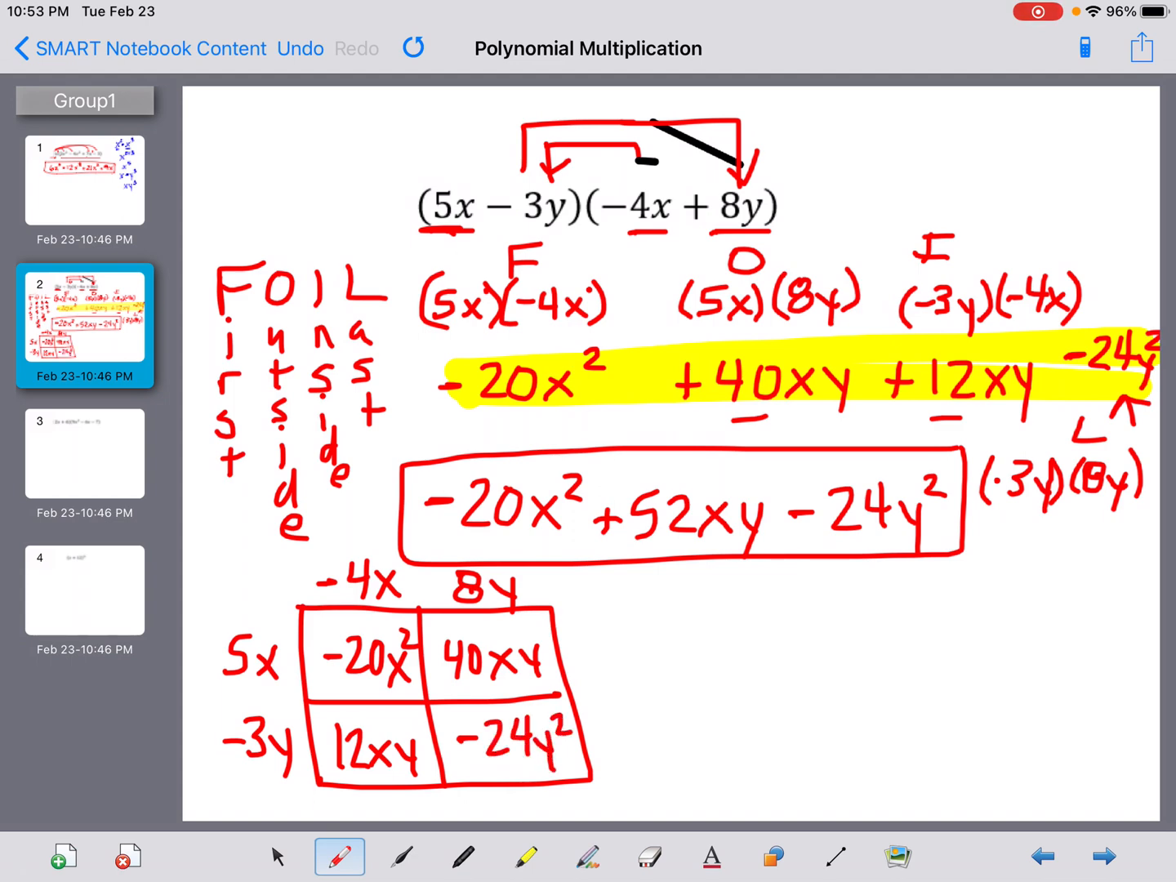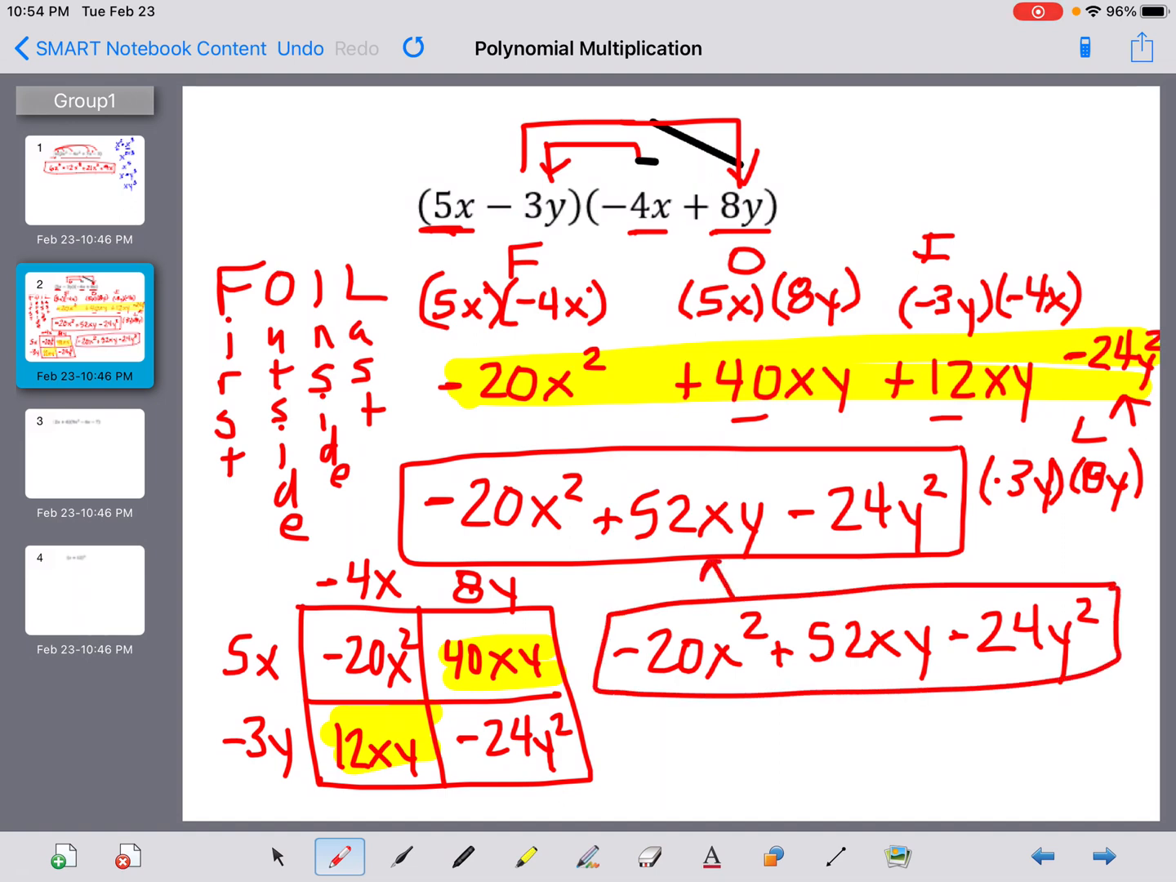And once again, with my multiplications done, I look to see if there are any matches. The only things that match are these two here, which means I leave the negative 20x squared. I can join my 12xy and my 40xy, and they make 52xy. And I have my negative 24y squared. Once again, this matches what I did when I FOILed. So it's really your preference. What do you like, to FOIL or to do the box method? The one advantage of the box method is it can work for more than just binomials. It could work for lots of terms, and it'll keep you organized.